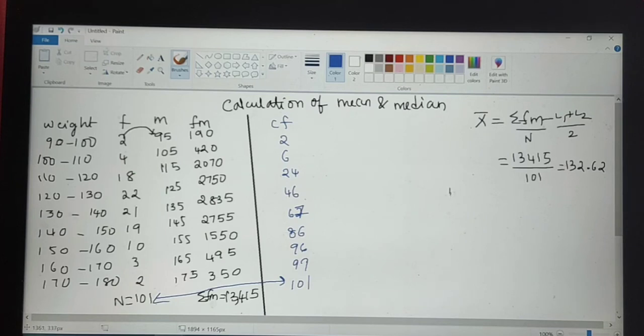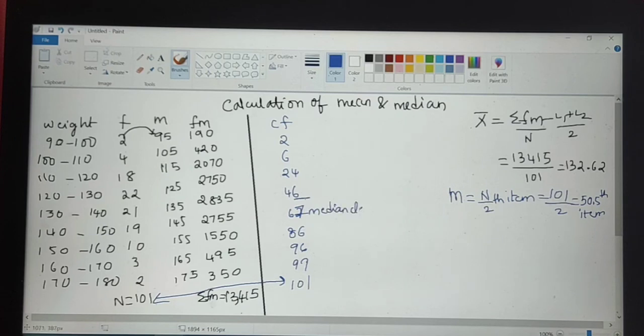Now, what is the formula for the median under continuous series? M equals the n by 2th item. What is the n value here? It is 101. 101 divided by 2 gives the 50.5th item. So how are you supposed to locate the median? The cumulative frequency should be equal to 50.5 or more than 50.5. Until 46, everything is less than 50.5, so 67 will be our median class.